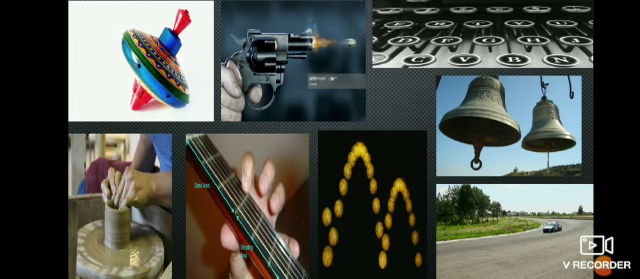Next example, typewriter key. If you see this typewriter key, when we press a particular key, it moves downwards and upwards. As it is moving downwards and upwards, it has a fixed point. We can say that it is in oscillatory motion. Next example, we see the motion of a potter's wheel. You have already learned this in rotatory motion. It is an example of rotatory motion.